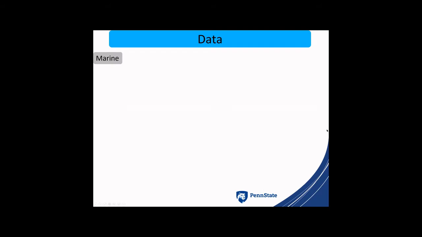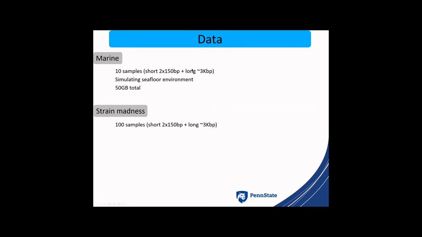Quick recap on the data. I know this has been mentioned before, but there's marine data with 10 samples simulating a seafloor environment, and 50 gigabytes in total for both short and long reads. The strain madness data had 100 samples with a whole lot of strain level variation, and 200 gigabytes total for both the short and the long read samples. In this talk, I'm mainly going to be emphasizing the marine data, just because it's only 10 minutes, so you can only say so much.